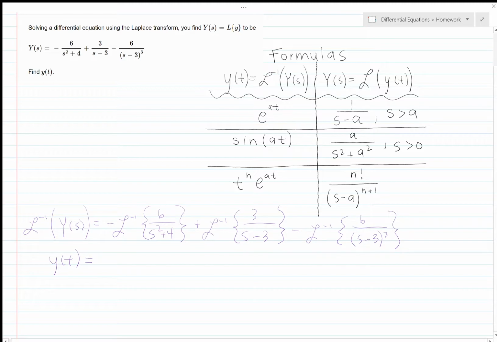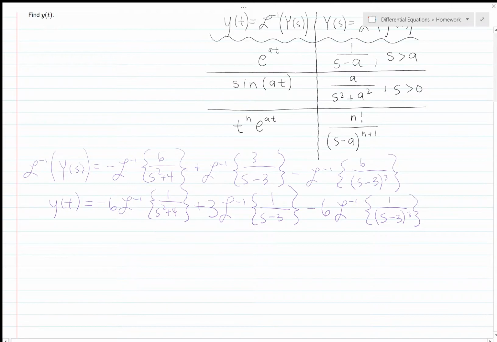And in this step, we can take out the 6. So it's going to be negative 6 inverse Laplace transform of 1 over s squared plus 4. Plus, we can take out the 3. It's going to be 3 inverse Laplace transform of 1 over s minus 3. Minus, I'm going to take out the 6. It's going to be 6 inverse Laplace transform of 1 over (s minus 3) cubed.